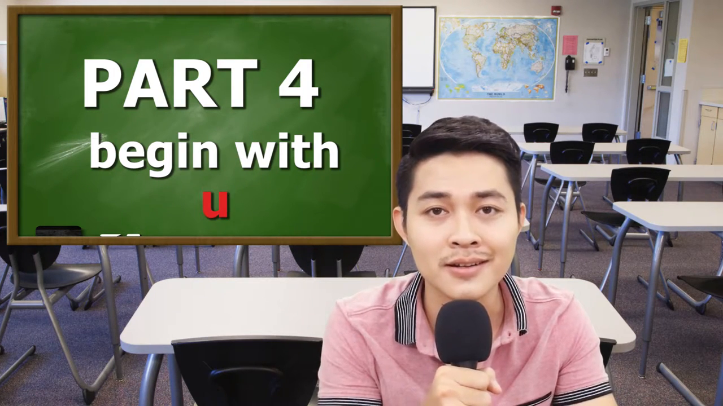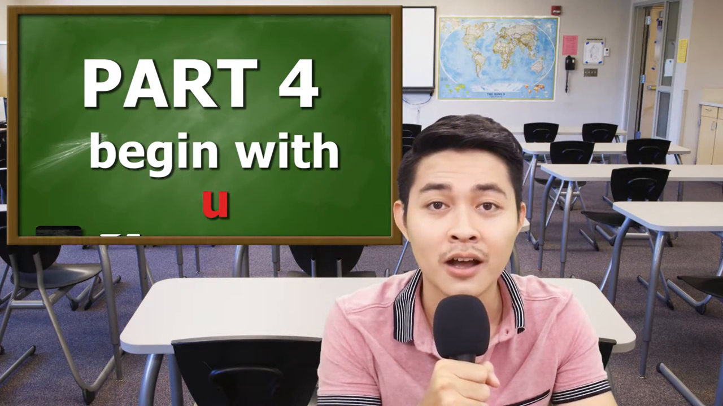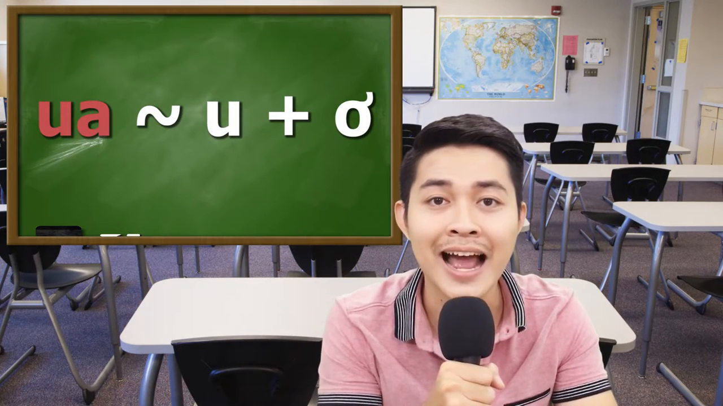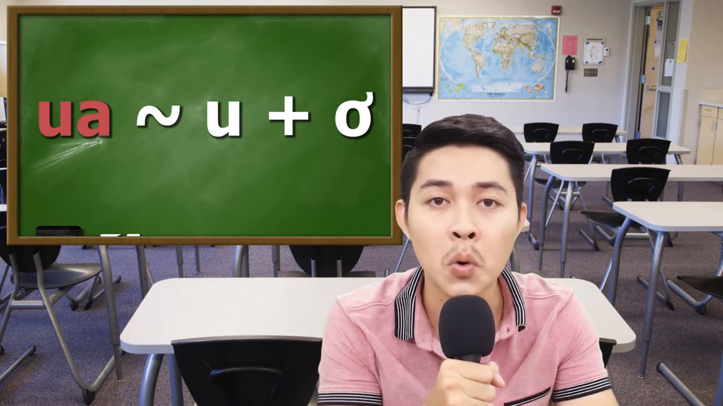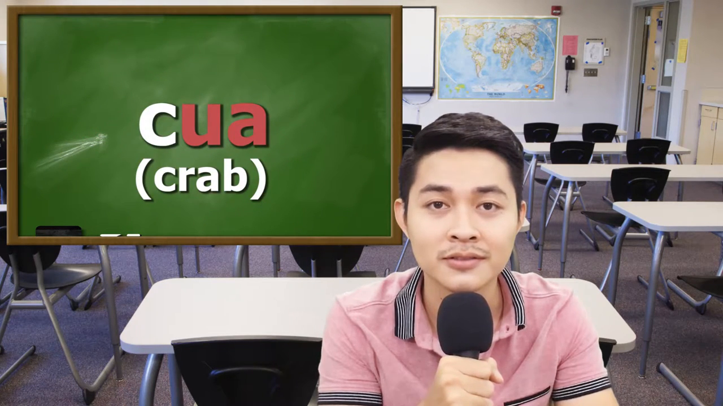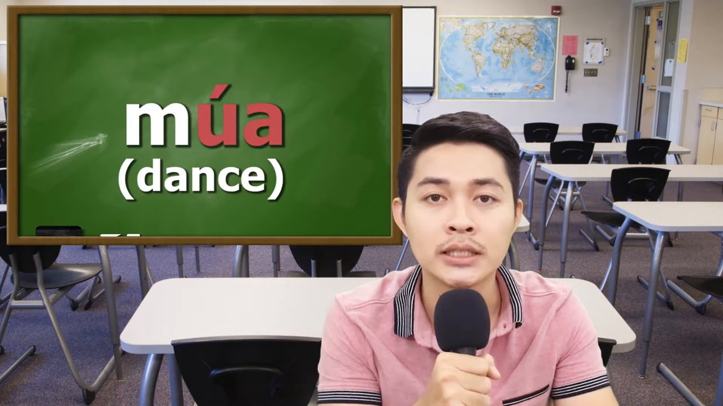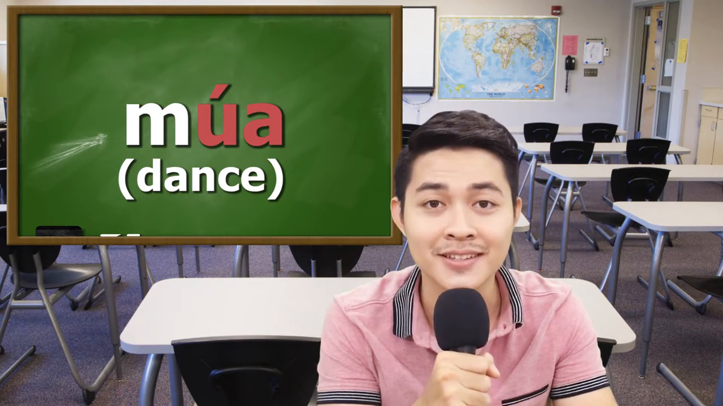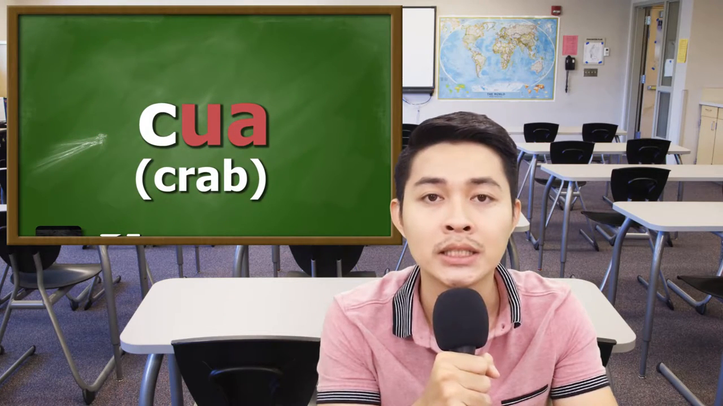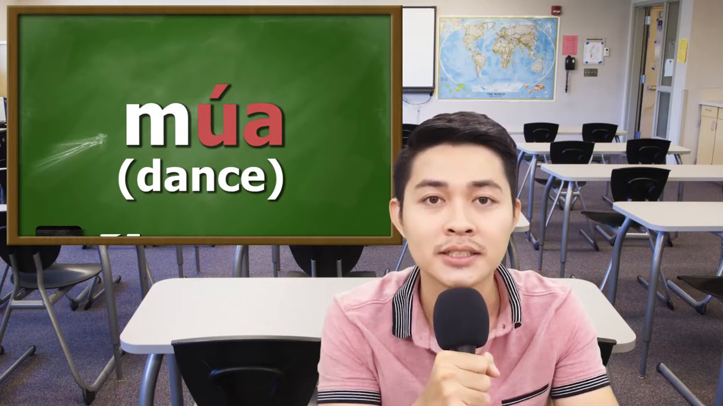Part 4 is on the clusters that begin with U. The first one. Ua. This is a combination between u and a. Ua. For example, cua, múa. Now repeat. Ua. Cua. Múa. Good.